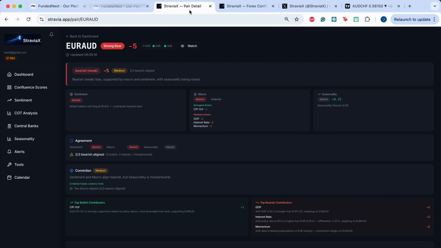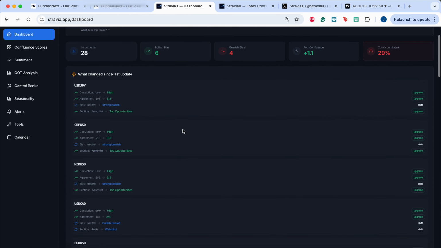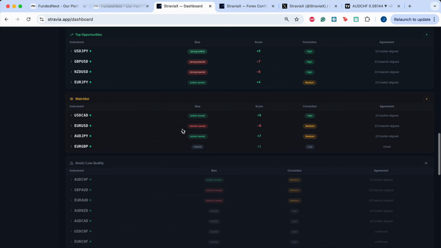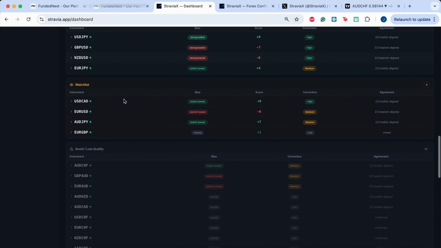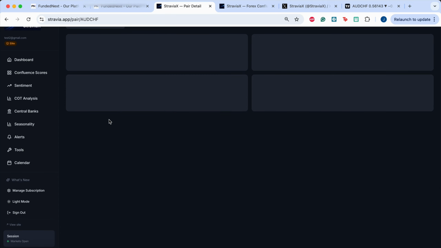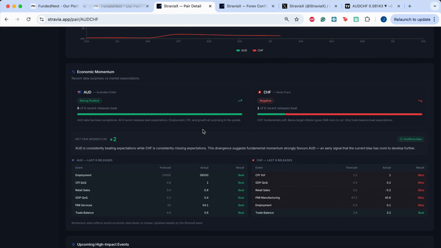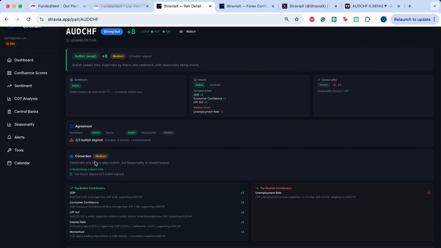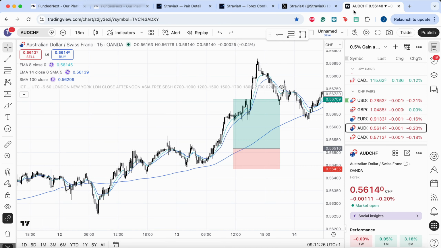trade, and once again it would have been the same thing. AUD CHF would have been showing me that it was on the watch list, sorry, all the top opportunities. I would have come in here again. I would have assessed all of these things. It would have told me that there's a medium conviction, the overall score is pointing in the bullish direction, and the key things are agreeing at the moment: the center of the macros, the seasonality. So I would have come into here.